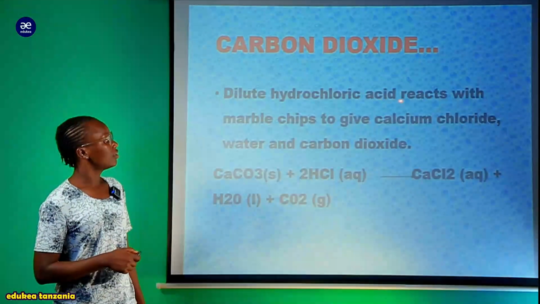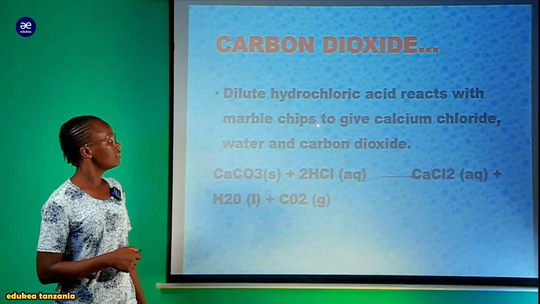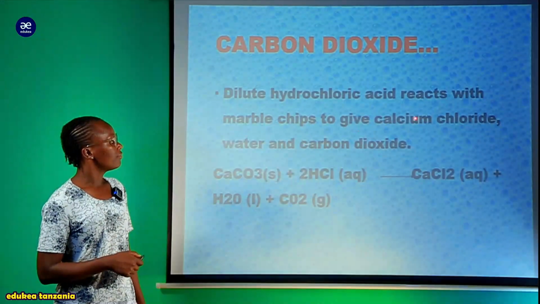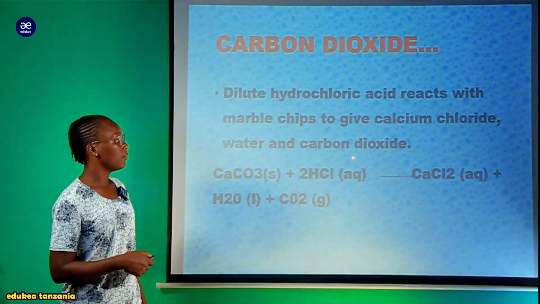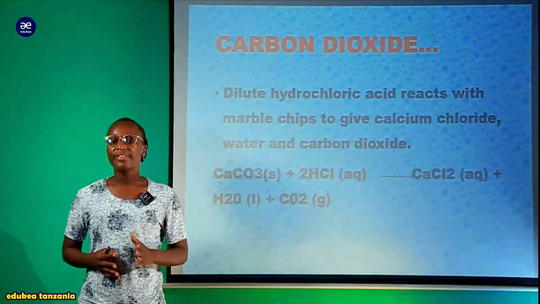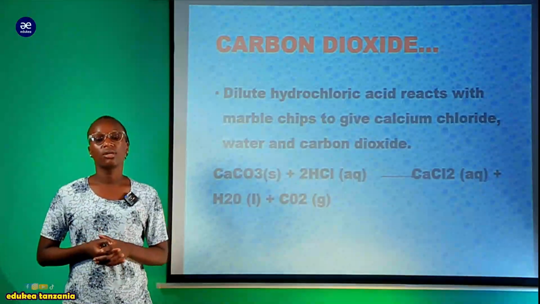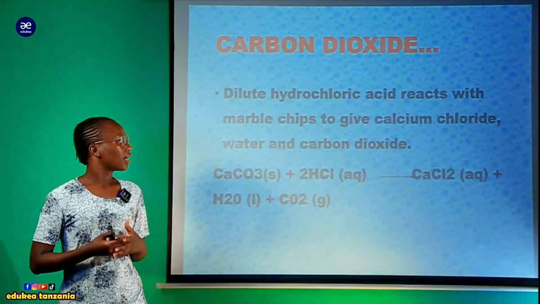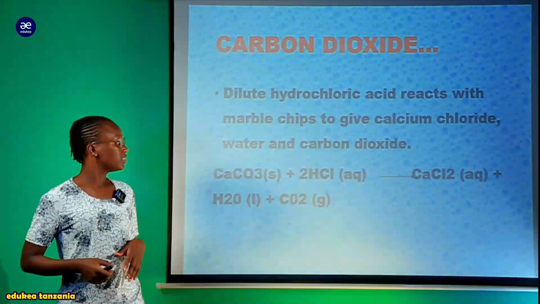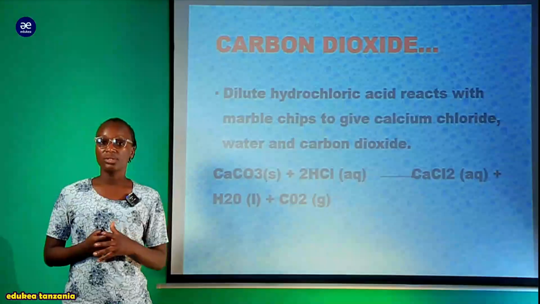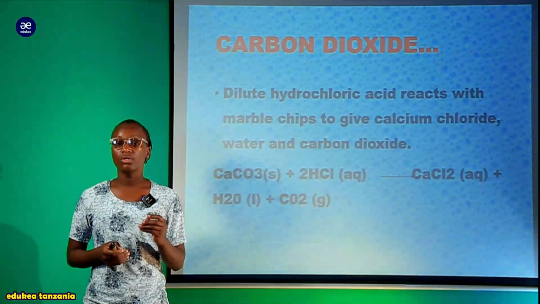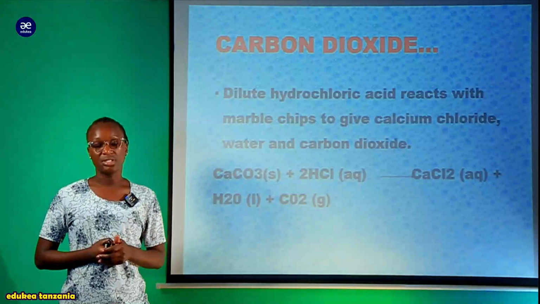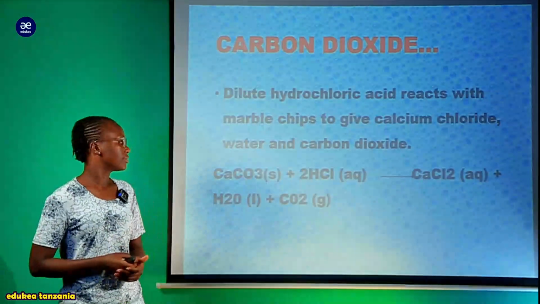Now, dilute hydrochloric acid reacts with the marble chips, ambayo ni calcium carbonate, to give calcium chloride, water, and carbon dioxide gas. Kwamba after the marble chips react with the dilute hydrochloric acid, obviously we are going to have calcium chloride, which is a salt, but also we are going to have the water molecule, and finally we are going to have our main or wanted product, which is carbon dioxide gas.